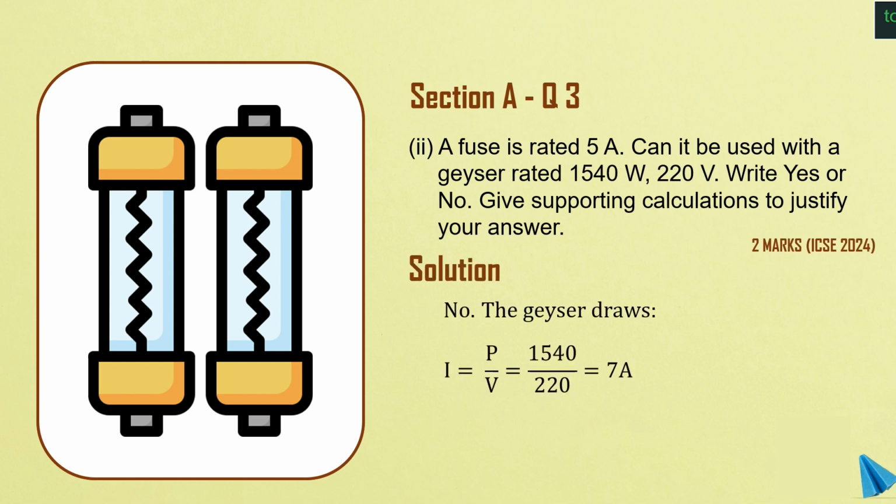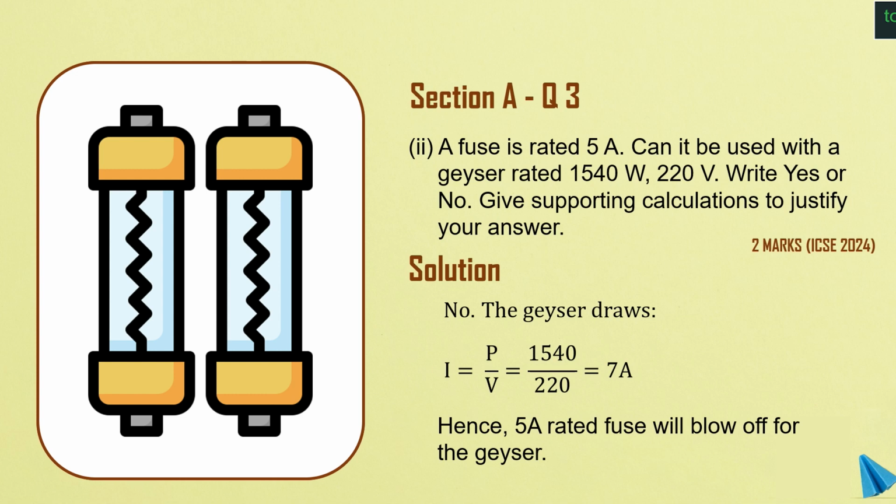We know that I is equal to P by V, that is 1540 by 220, that gives you 7 ampere. Hence, a 5 ampere rated fuse will blow off for the geyser.